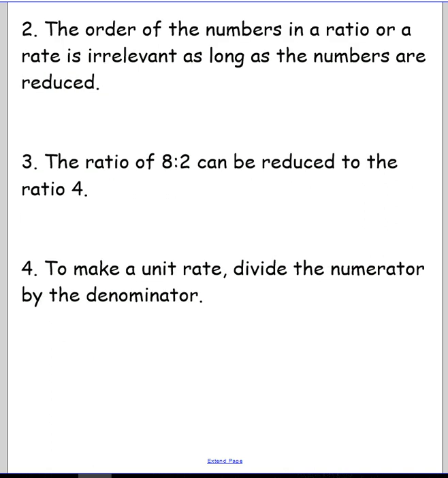Let's look at some more. The order of the numbers in a ratio or rate is irrelevant as long as the numbers are reduced. That is false. Because a rate or ratio is in a set pattern. We have to keep the pattern the same, because if we want to look at miles per hour, we need to keep miles first, hours second. And so if we switch it, it's not the same value. So it's important, not irrelevant.